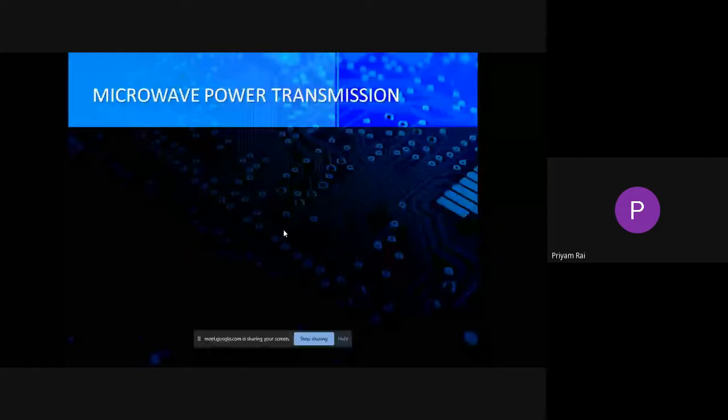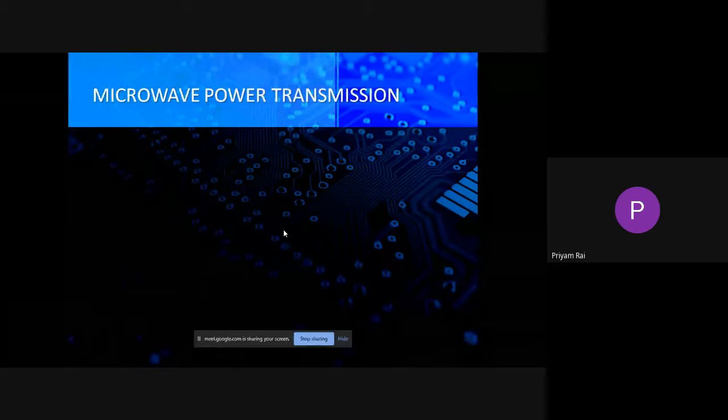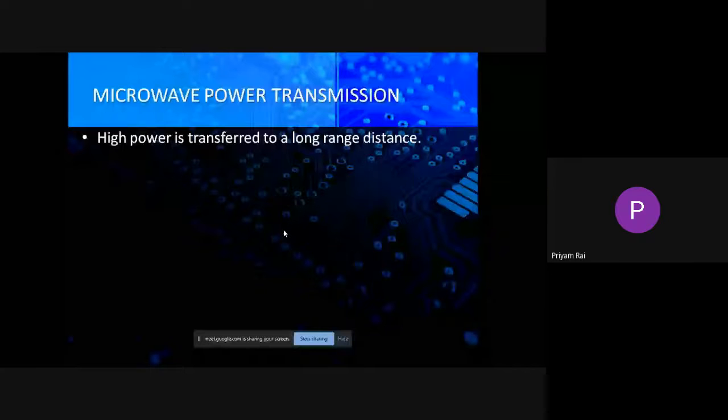So, this is the first, microwave power transmission, which is the first type of far field technique. In microwave power transmission, high power is transferred over a long range distance, with the two places usually being in line of sight.